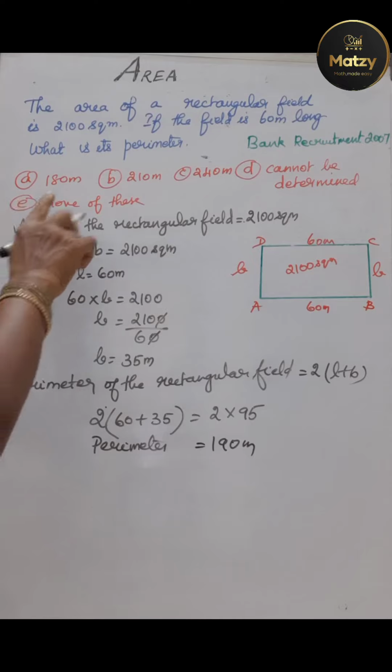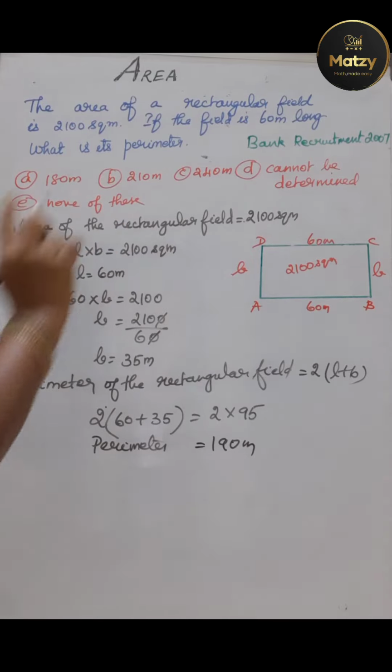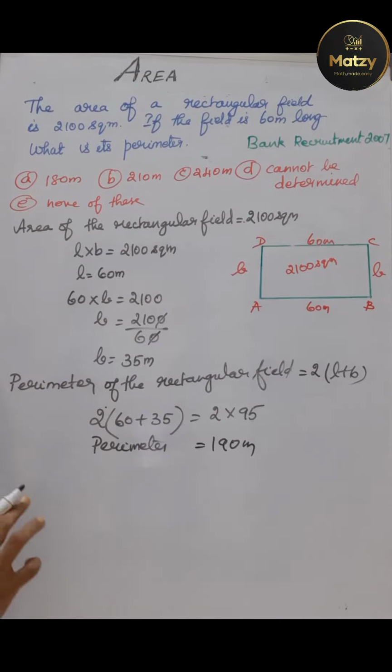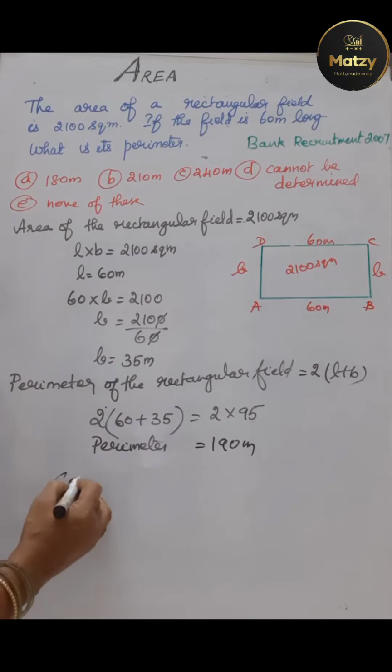But what are options? 180 meters, 210 meters, 240 meters. So, 190 meters is not there. So, correct option is none of this.